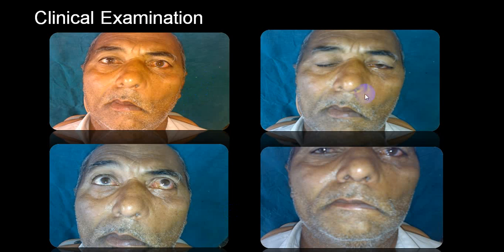Here you can see while closing the eye, eyeball will roll up. Here while opening the eye, this side furrowing is almost absent. Nasolabial fold is also not seen. Angle is drooping down. You can see angle is drooping down. No nasolabial fold.